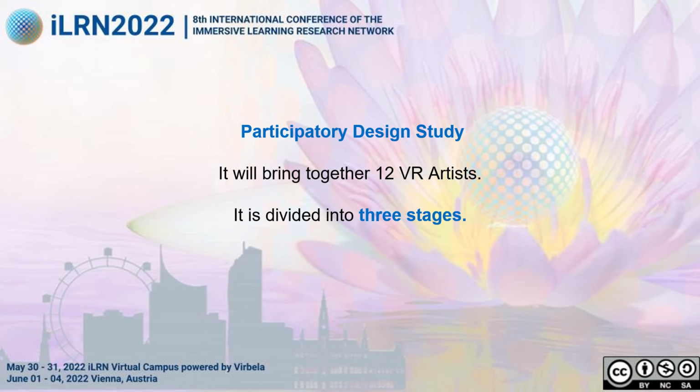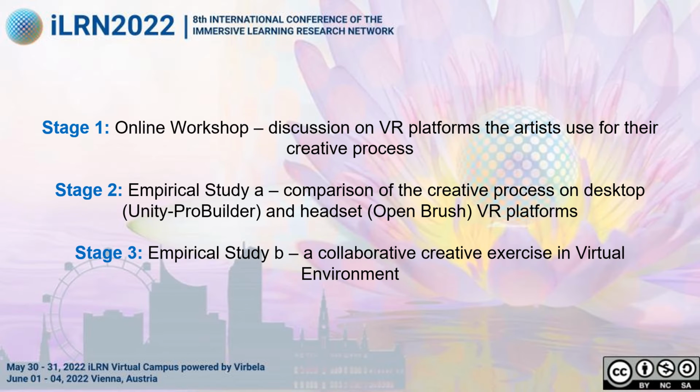The second part is the participatory design study. It will bring together 12 artists working with virtual reality and other extra media, and will be divided in three stages. Stage 1 is an online workshop and aims to lead discussion on VR platforms and the processes that the artists use. Stage 2 is an empirical study and a comparison of the creative process on a desktop VR platform, in this case Unity and Pro Builder, and a VR headset platform, in this case OpenBrush. The third stage is another empirical study, a collaborative creative exercise in a virtual environment, in this case the iLRN virtual campus powered by Virbela.